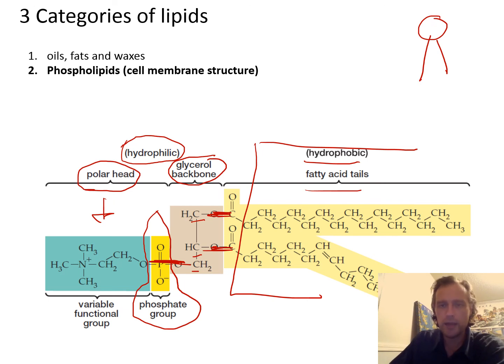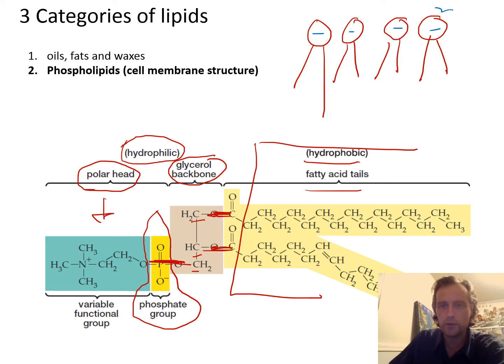If I draw a couple of them next to each other, like so, what we would say here is that the negatively charged phosphates are going to be attracted to water. So if there's a bunch of water here, maybe on the outside of the cell, all those phosphates are naturally going to orient towards it, and the fatty acid tails will orient away from it. But wait, isn't there water inside the cell as well?